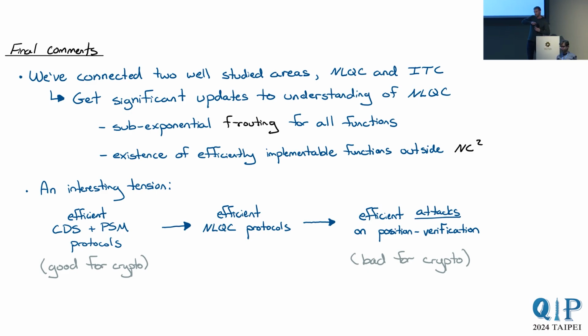Hi, thanks for the great talk. Actually I have two questions. The first one is, for the 2 to the square root n upper bound for all functions, do you know a better upper bound if f is, say, efficiently computable?